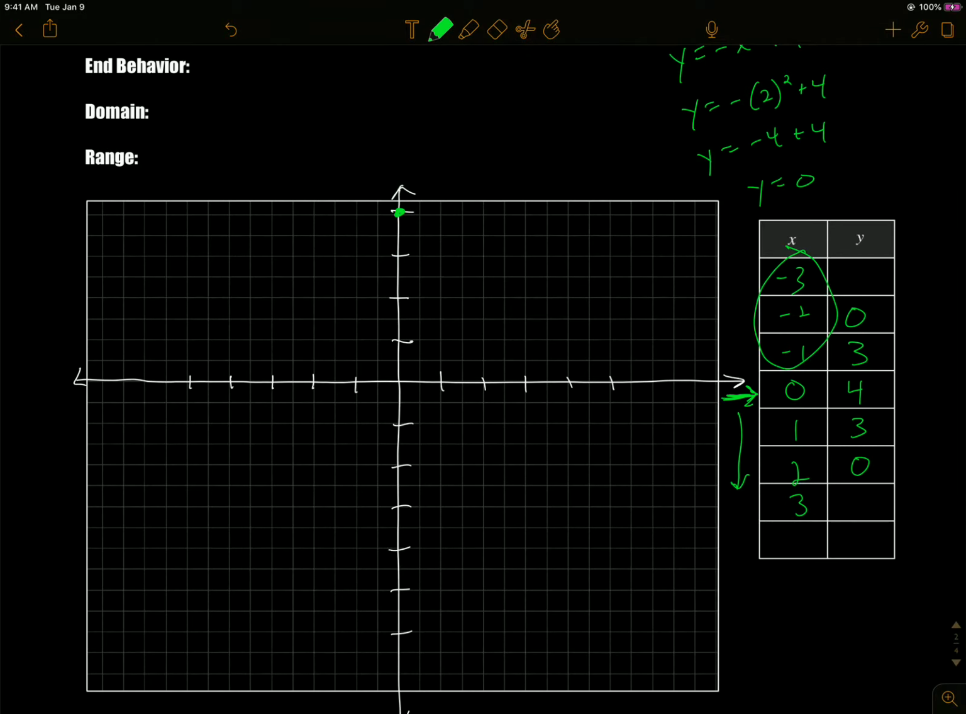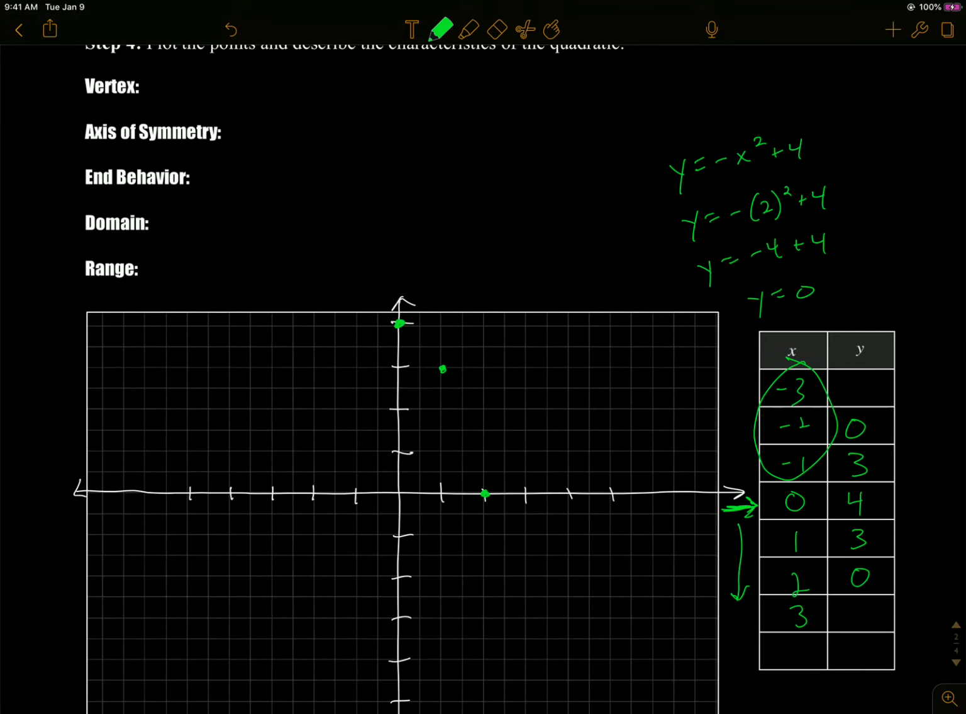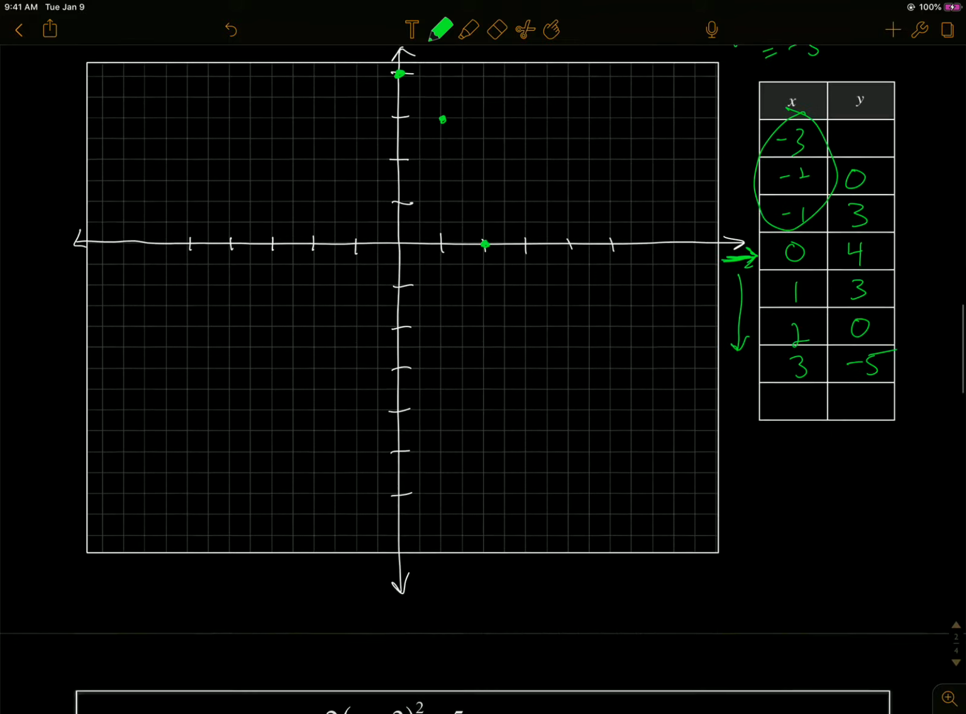So 1, 3. I go 1 up 3. Then I go 2, 0. 3 is going to be... I didn't do 3 yet. Let's do 3 now. If I plug in 3, I get -5. 1, 2, 3, 1, 2, 3, 4, 5.